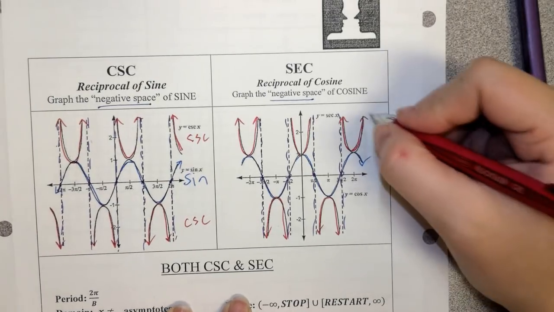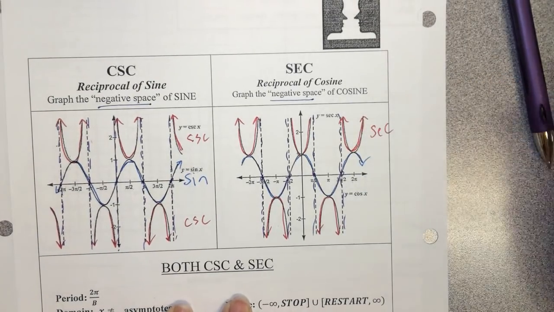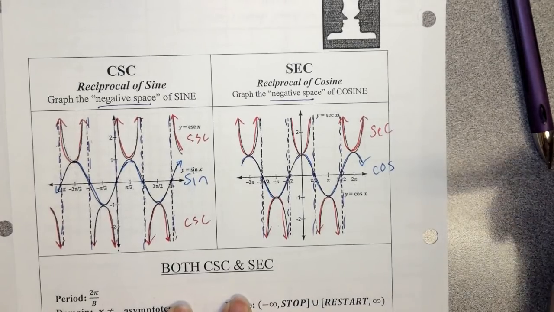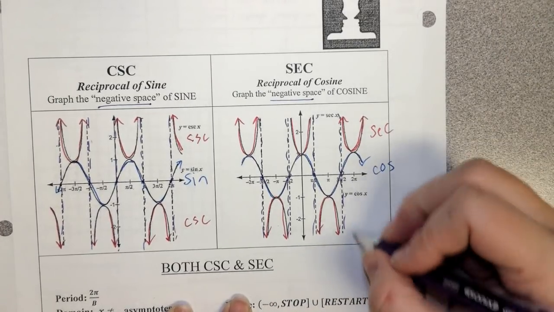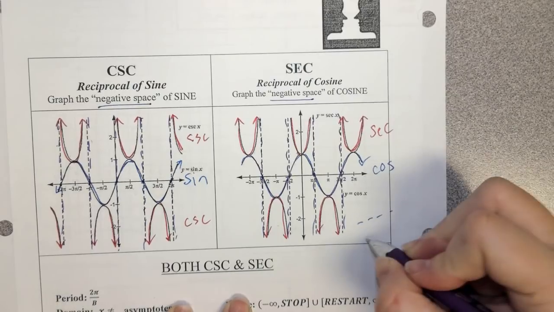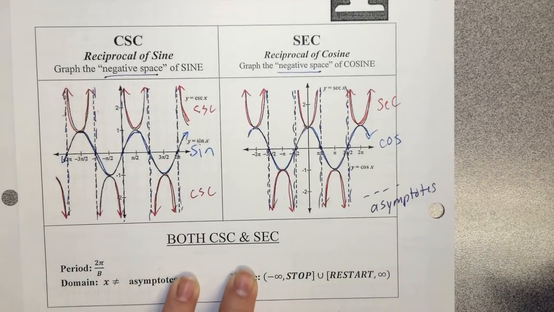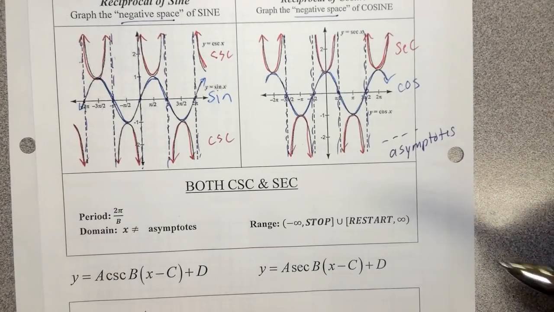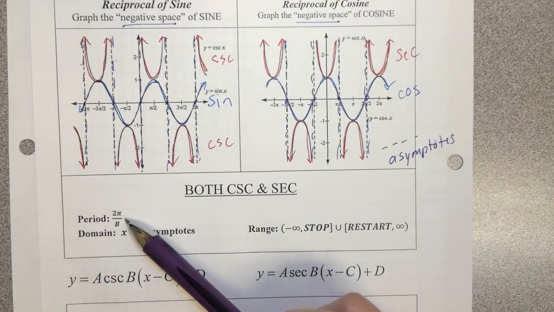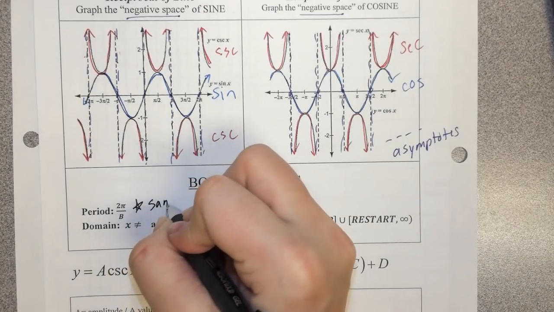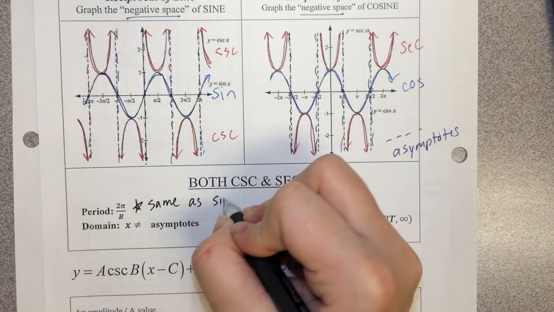All right, and this is secant in the red with cosine in the middle and the blue. And again, all your asymptotes, if you want to put a little key to yourself, my asymptotes are all the purple. All right, so let's talk about some key info here. The period. The period is going to be 2 pi over b. That's because it's the same formula as sine and cosine.